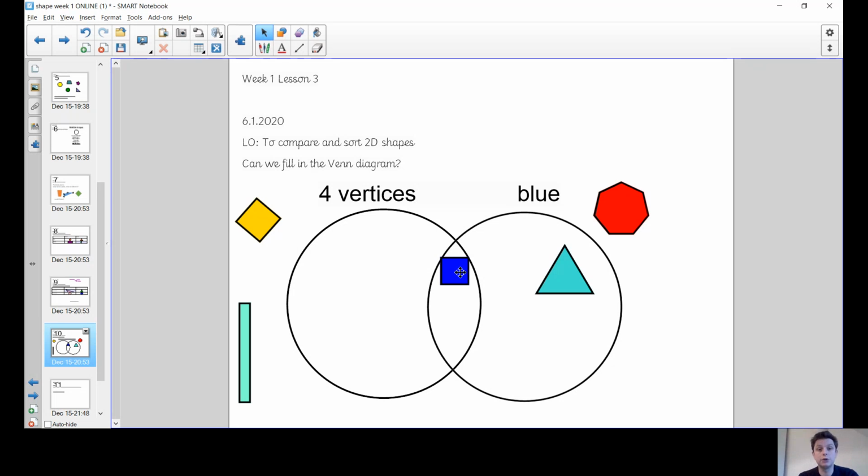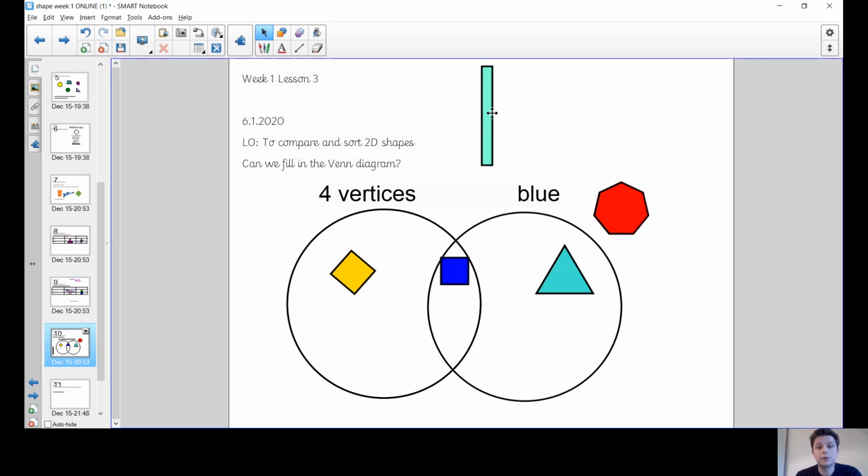Both things are true. This yellow square here would go on this side where it says 4 vertices, because it's not blue, so it doesn't go over there. It has 4 vertices, 4 corners, so it would go over there.